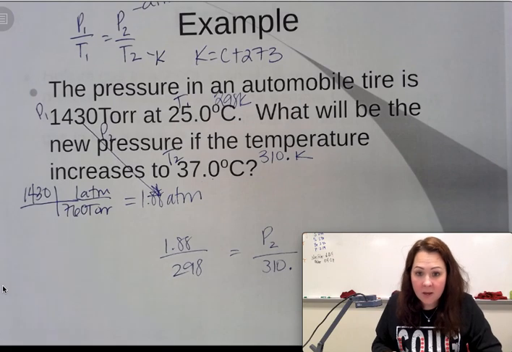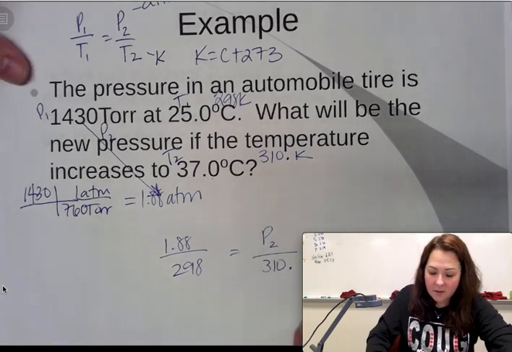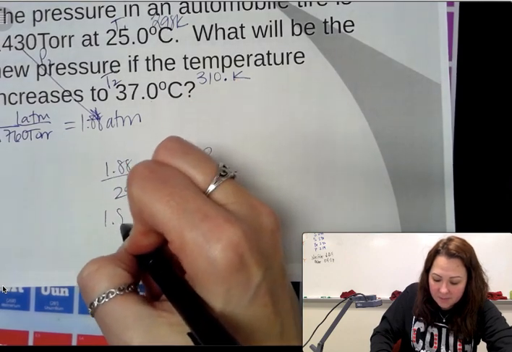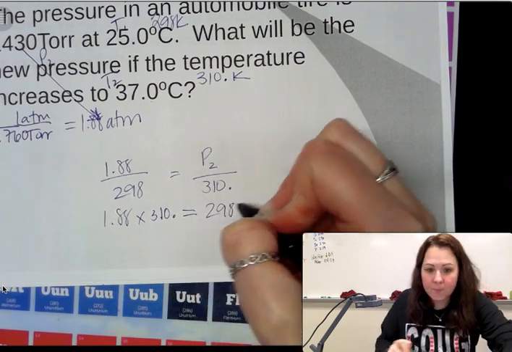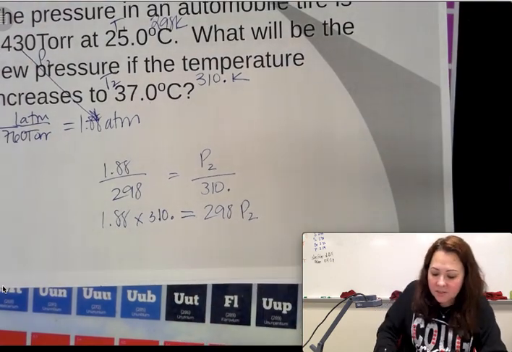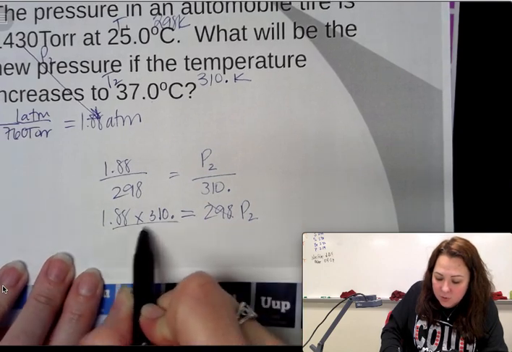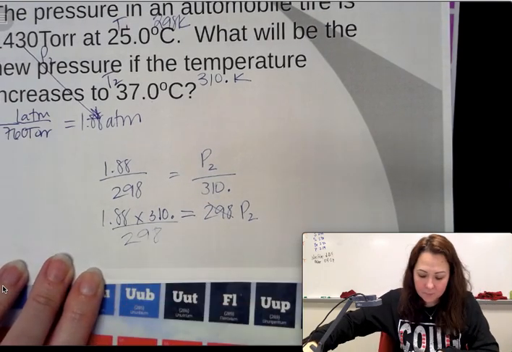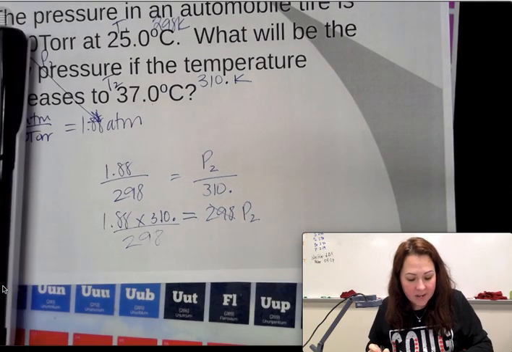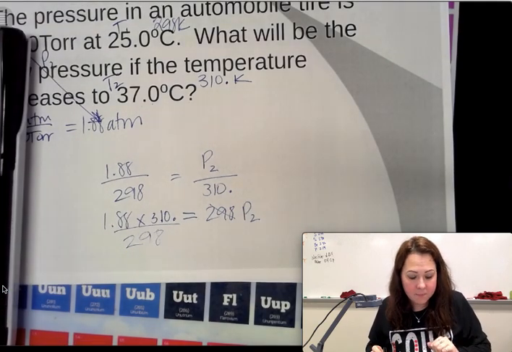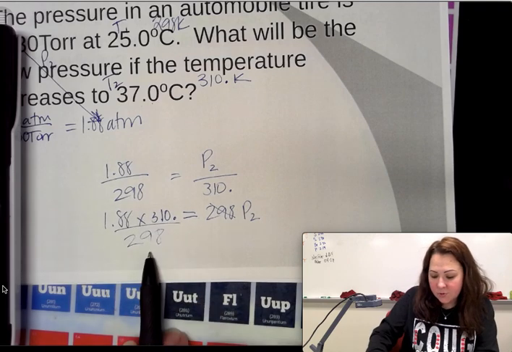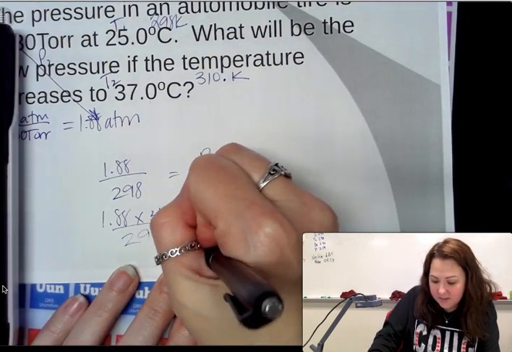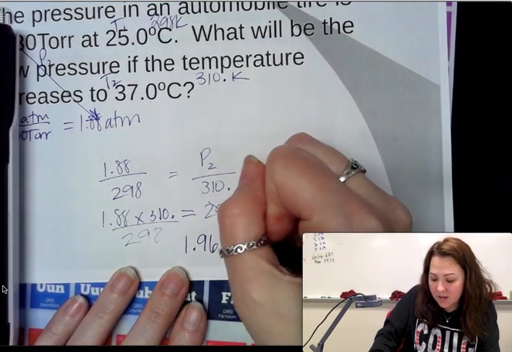In order to get my correct answer here, I have to cross multiply. So 1.88 times 310 is equal to 298 times P2. To get P2 all by itself, I'm going to divide both sides by 298. So 1.88 times 310 divided by 298. 3 sig figs. My answer is going to have 3 sig figs. You get 1.96. I'm solving for pressure, so the unit is ATM.